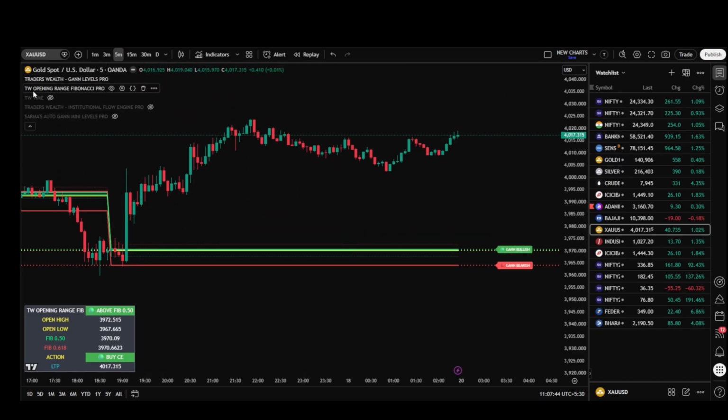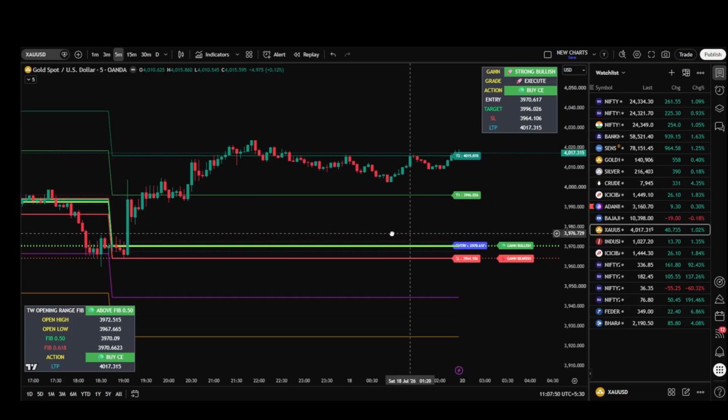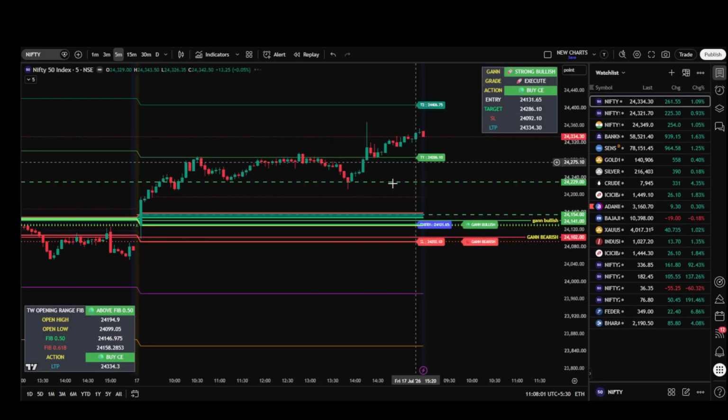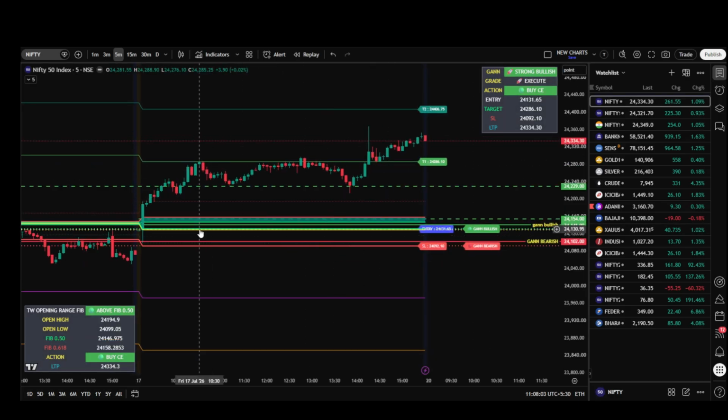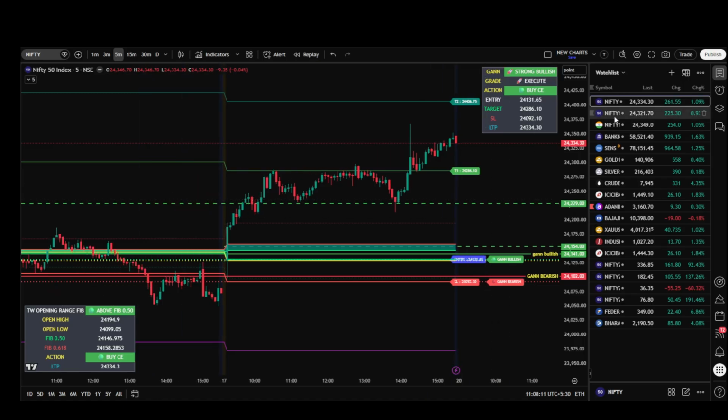If you want to know the targets, you can use the targets like this. It gives you targets. You can see the first and second targets are hit in US dollars. So you can use it in any market. Coming to our Indian market, this is our entry, and this is GAN bullish. The entry and the first and second targets are also given in Nifty and the index.